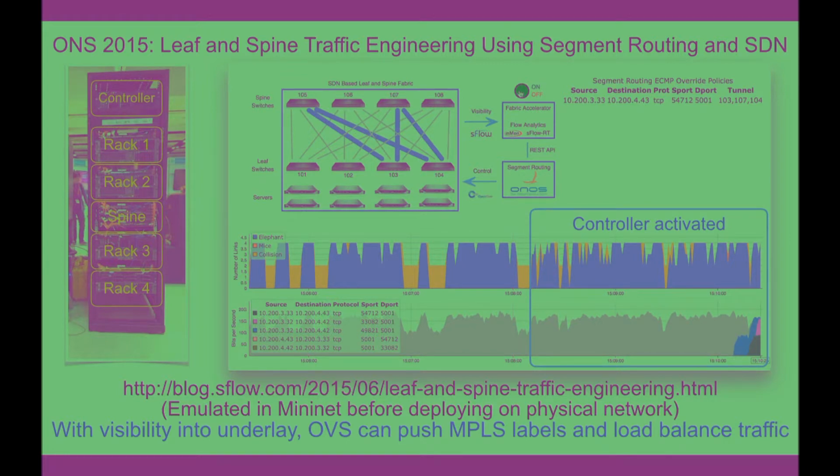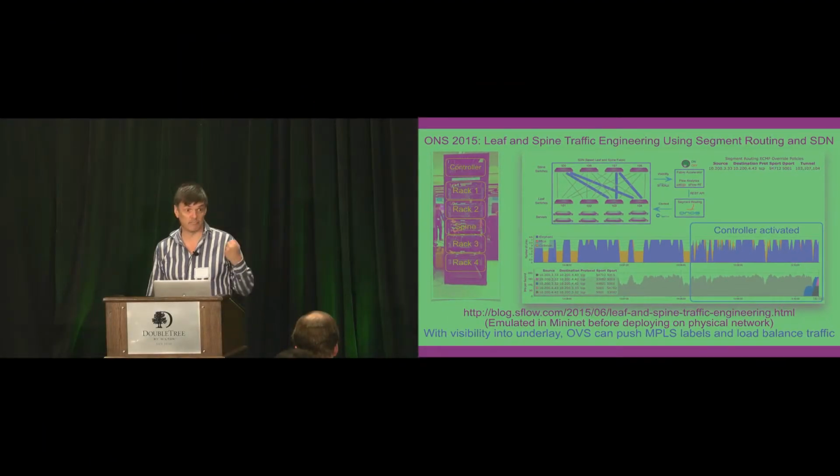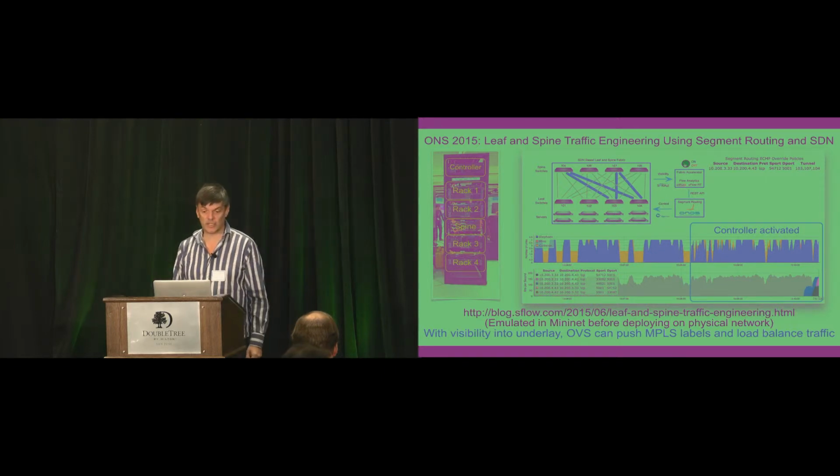And what's interesting about it is actually Open vSwitch can push MPLS labels. And so given this visibility into the underlay, you could actually perform this function in the Open vSwitch and not rely on the top of rack, which actually has a number of advantages. Open vSwitch can do a lot more policies than your typical top of rack switch.